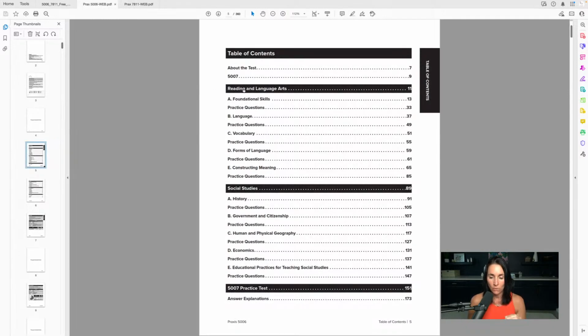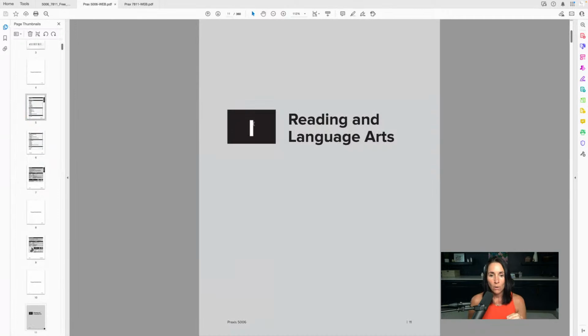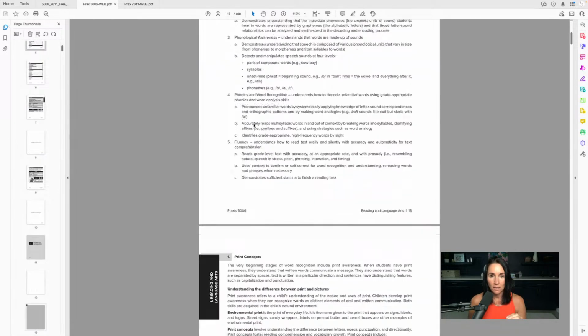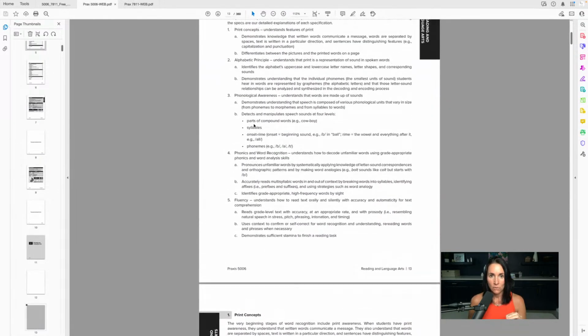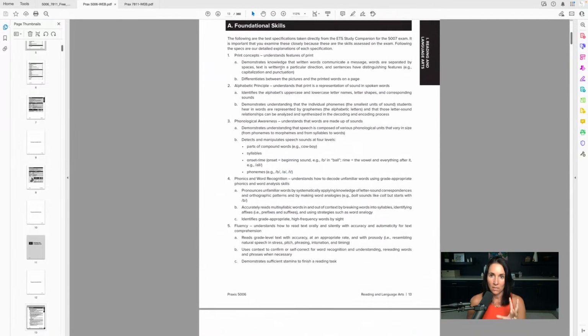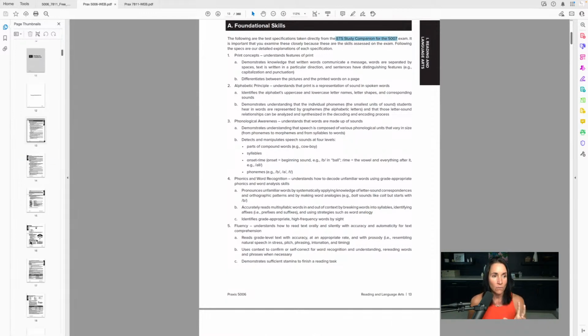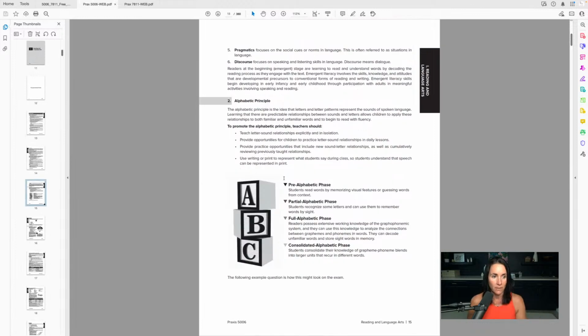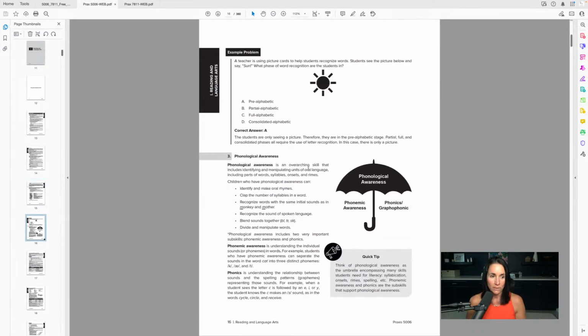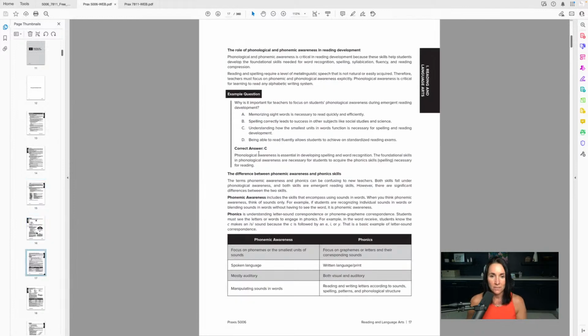Whenever you go into my study guides, you are always going to get the test specifications. That's always at the beginning of each section because it's so important. And of course, this is from the ETS Study Companion, but within that, what I do is I fill in all of the information. Look at alphabetic principle here, phonemic awareness and phonological awareness. All of this is going to come with the 7811 study guide and the 5006 study guide.